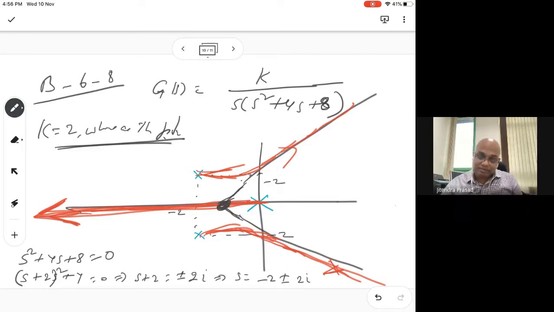So for k equal to 2, you can tell where those points are. You can solve those and tell that the points will be here, here and here. There will be 3 points because there will be 3 roots. For the open loop system here we have 3, so for the closed loop also we will have 3. Any question, guys? Anything?